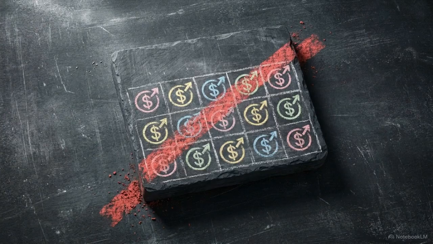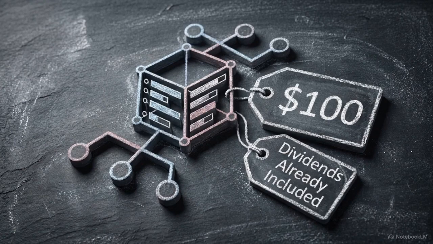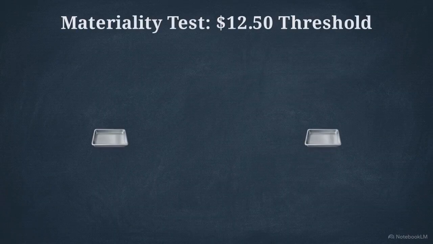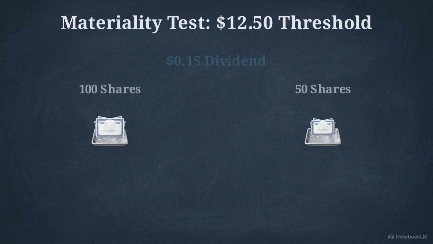Moving to cash distributions, there is an absolute rule. The OCC never adjusts for ordinary dividends, regardless of their size. The market already prices regular payouts directly into the options premium. Special, one-off dividends are different, but they only trigger an adjustment if they cross a strict materiality threshold of 12.5 cents. The critical nuance here is that this threshold is measured against the contract's specific deliverable.